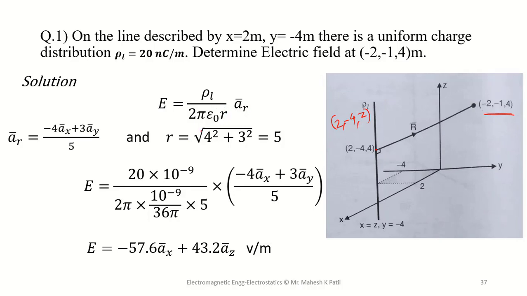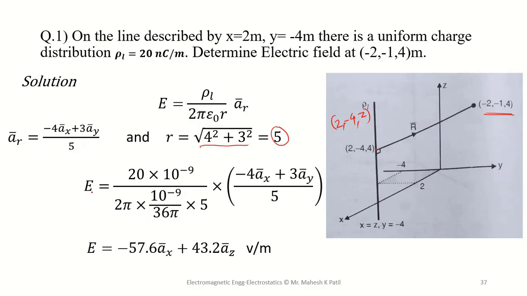So R will be what? The distance between these two points, and that distance is square root of 4 square plus 3 square, or you can simply write that distance as square root of (minus 2) square plus (minus 1 minus 4) square. If you simplify that, you are going to get square root of 4 square plus 3 square. So that distance is 5. Now the unit vector along that line is minus 4 ax bar plus 3 ay bar upon 5.